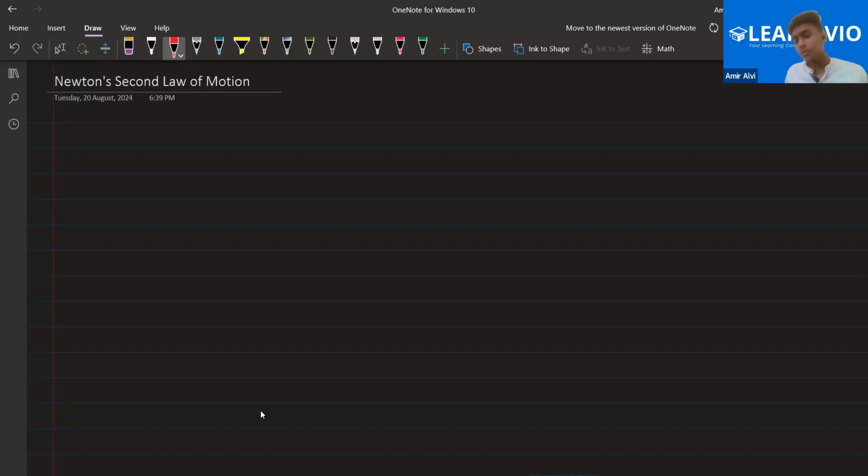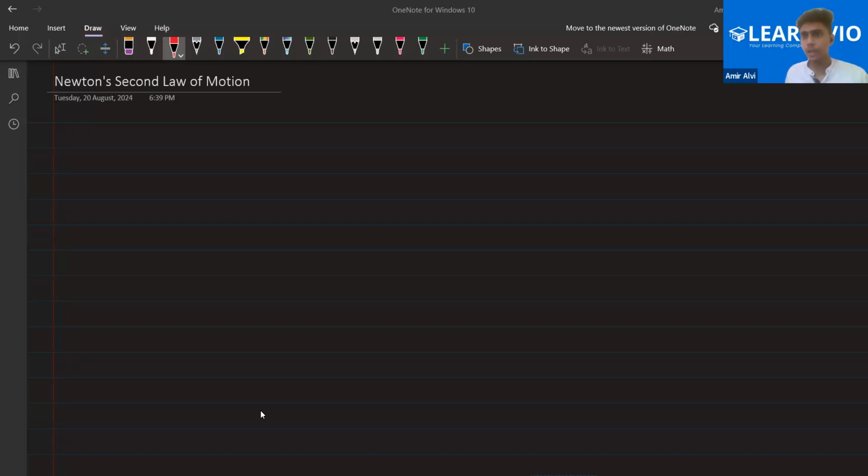The second law of motion is based on momentum. It says that the rate of change of momentum of a body is directly proportional to the force applied on the body. Suppose there is a body with some momentum. When you apply a force, there will be a change in momentum. It means there will be a change in velocity. If velocity is changing, momentum is also changing, because momentum depends on velocity.